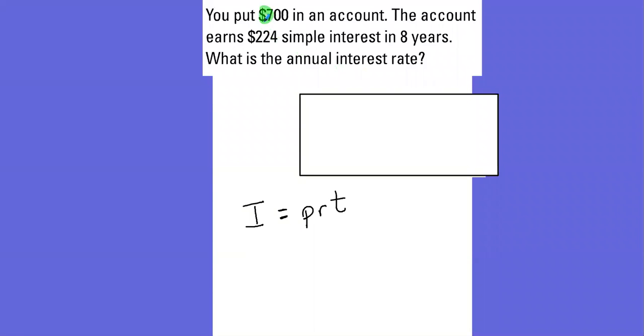If we are putting 700 in an account, that number is going to be our principal. That's our starting value. So let's plug in 700 for P. The account earns 224 simple interest. So if I am earning $224 in simple interest, that's going to be my I value over here. So let's plug in 224 for I.